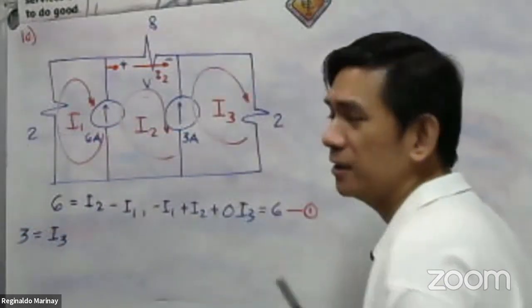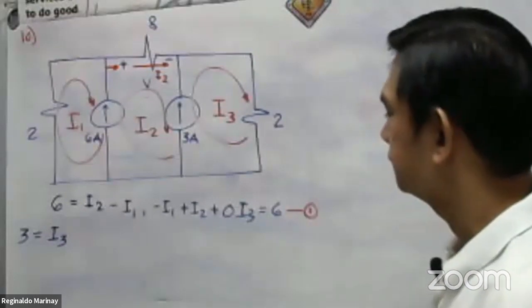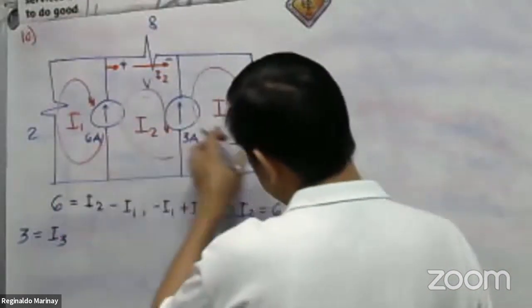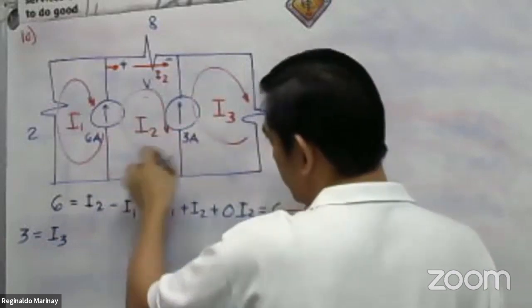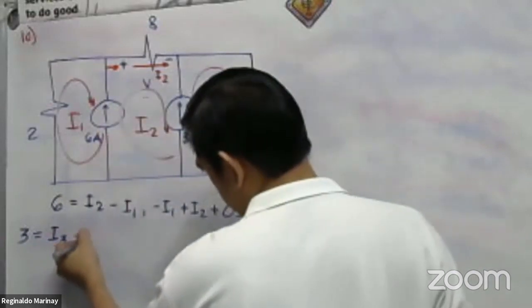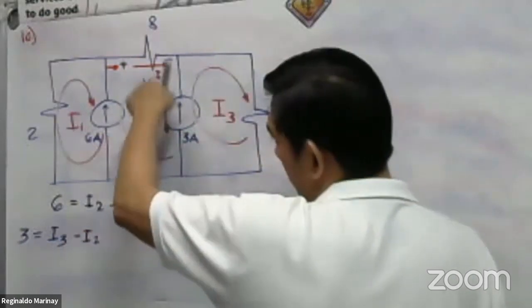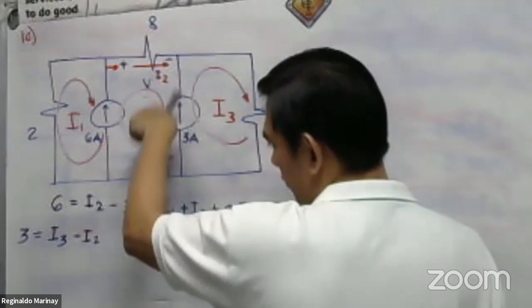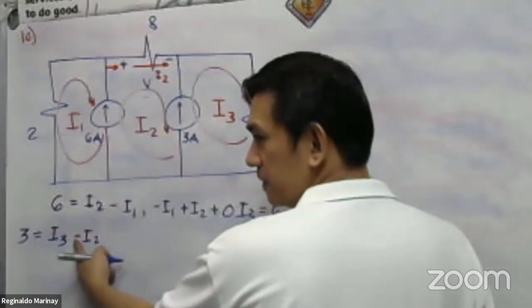Remember, we are applying the mesh analysis. So, this is our I sub 3, upward, upward. Then that is minus I sub 2. Why? Because I sub 2 is going downward. They have different direction. This is upward and this is downward. So therefore, it is negative.